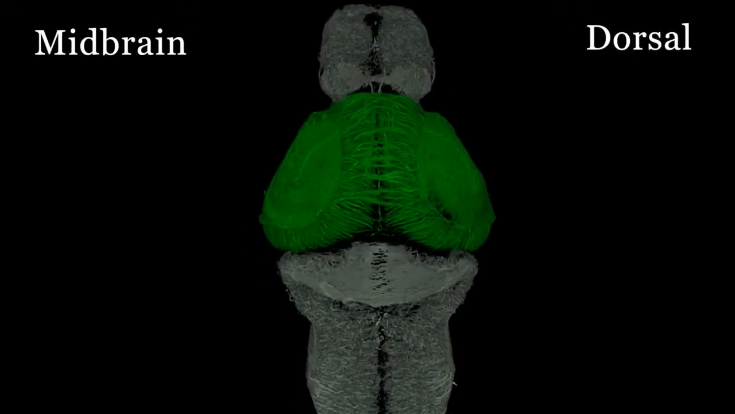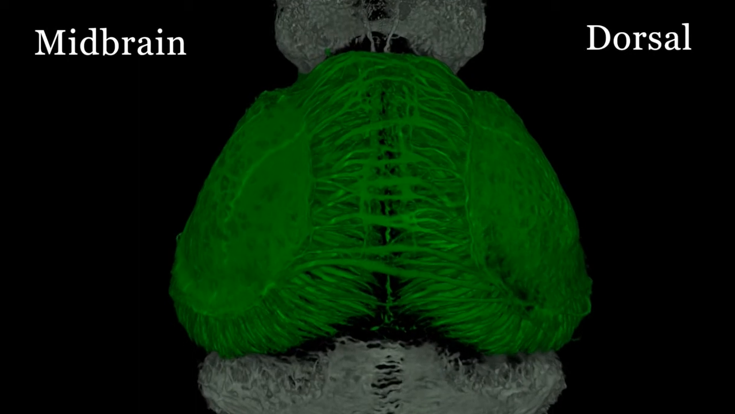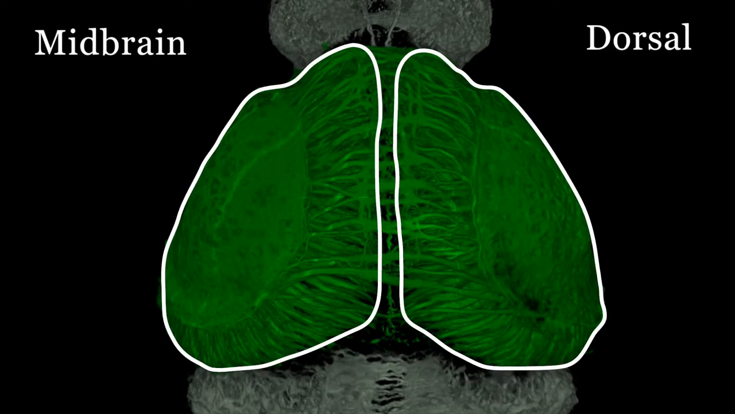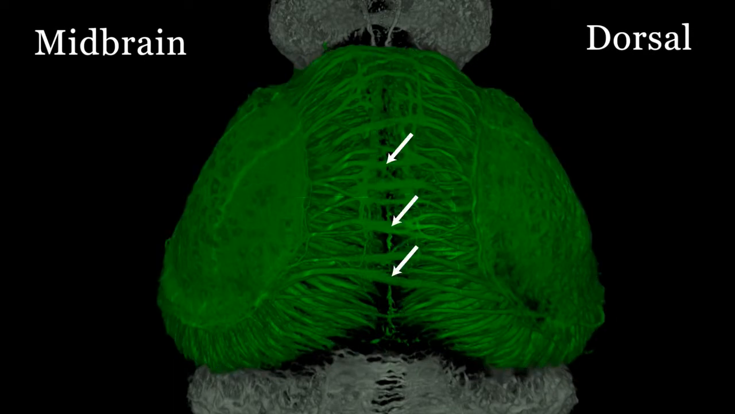Here is a dorsal view of the midbrain. The rostral and caudal boundaries are clearly delineated using tubulin staining. The dorsal view is made up mainly of the paired tectal hemispheres, linked by multiple commissures.